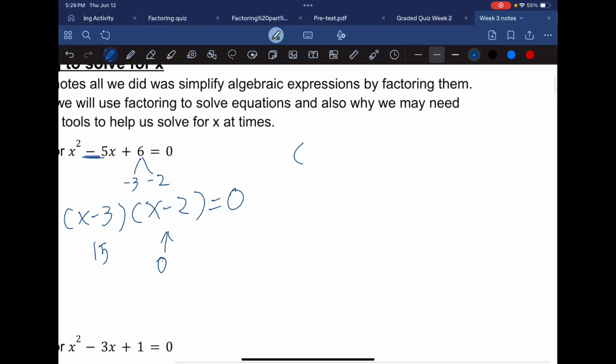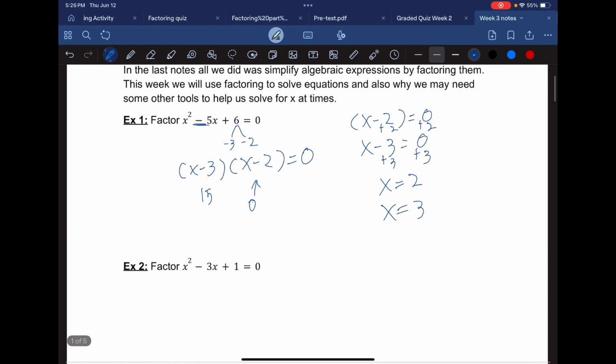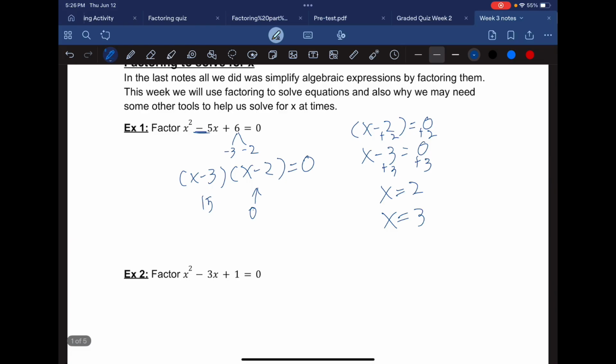So you solve for it by going x minus 2 equals 0, and then you don't even really need the parentheses, x minus 3 equals 0. And we can see pretty clearly x equals 2, x equals 3, right? Because you're just adding. All right, so bam, easy as that. X equals 2, x equals 3, perfect.